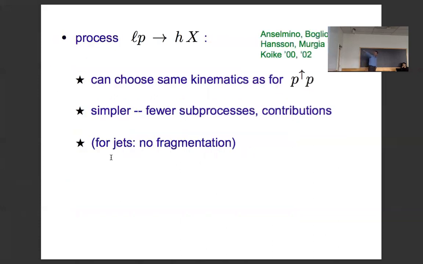Now, this process, which I'm looking at today, was brought forward a long time ago by Mauro and Lena and also their collaborators, almost 20 years ago. The nice thing about it is you can choose basically the same kinematics as in pp, whether that's experimentally doable or relevant is a separate issue, but at least in the theoretical calculation you can do that. And certainly, just because there's an initial lepton, this process will be simpler.